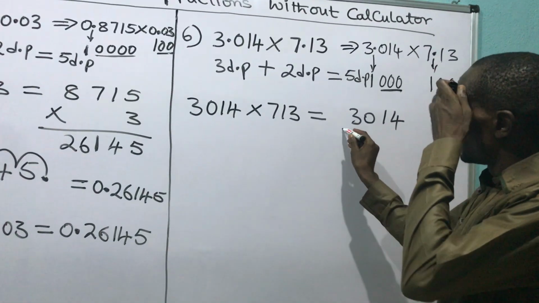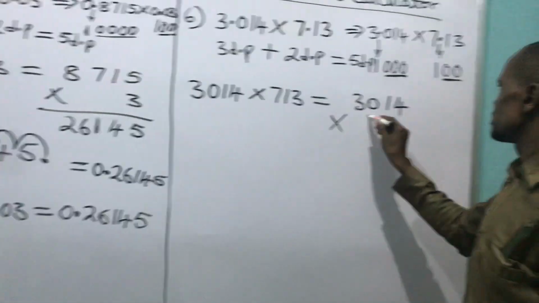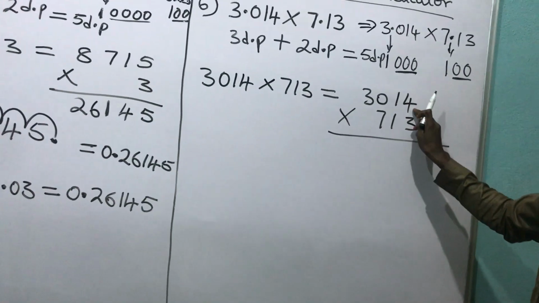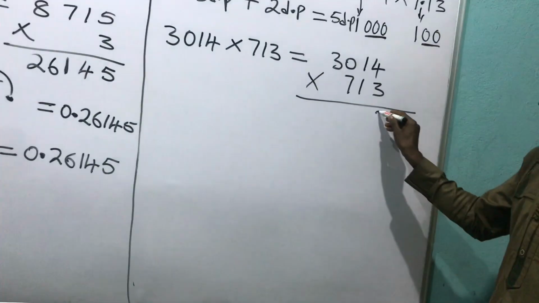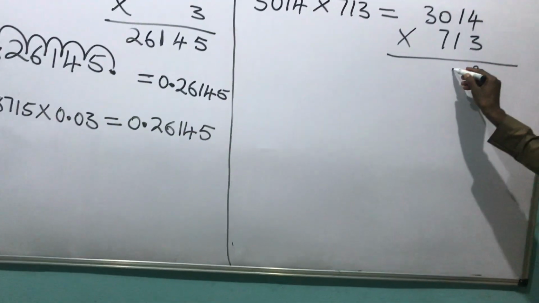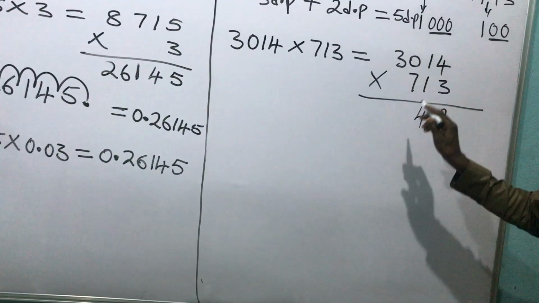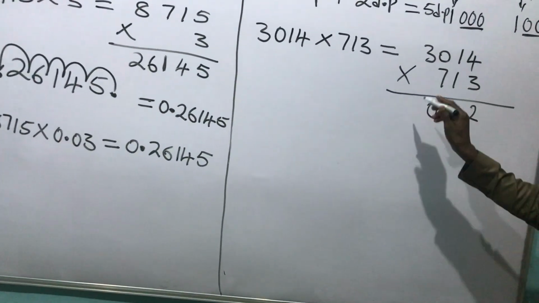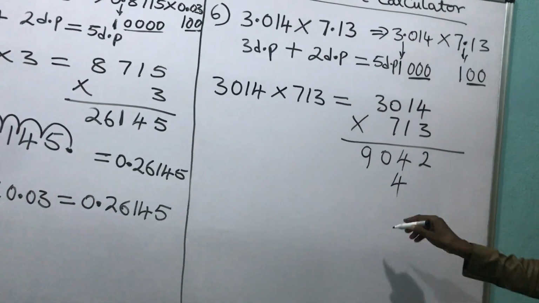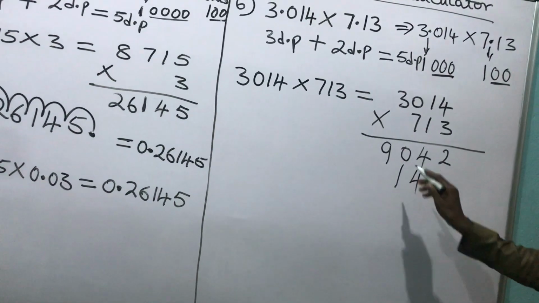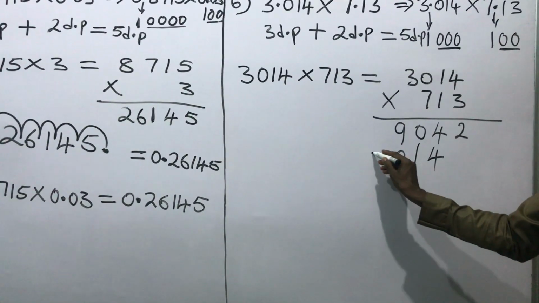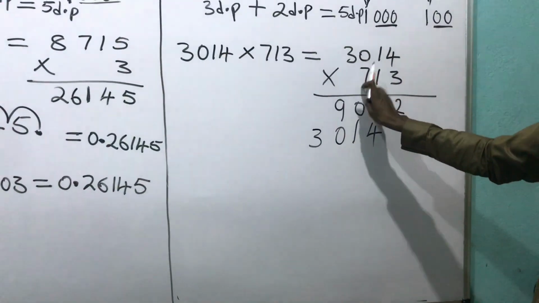That will give me 3014 times 713. 3 times 4 will give me 12. I'm going to write 2, carry 1. 3 times 1 will give me 3, plus 1 will give me 4. Then 3 times 0 will give me 0. 3 times 3 will give me 9. And 1 times 4 will give me 4. And 1 times 1 will give me 1. And 1 times 0 will give me 0. And 1 times 3 will give me 3.